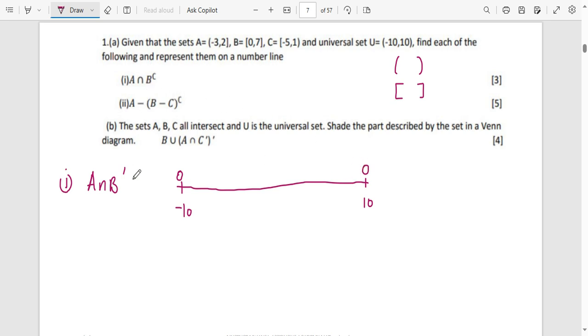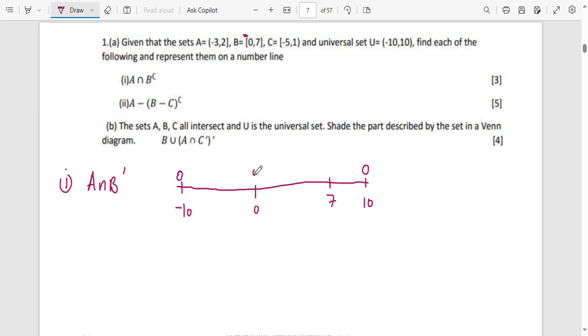Now I'm going to go to where the set B is, because I want to first find B complement. You can see that B is starting from 0 up to 7. So 0 is going to be somewhere here and 7 is going to be somewhere here. Remember, what I want to find is B complement. What is outside B? Am I including 0 in B? Okay, I am including 0 in B. So in B complement, am I going to include 0 or not? No, I won't include it.